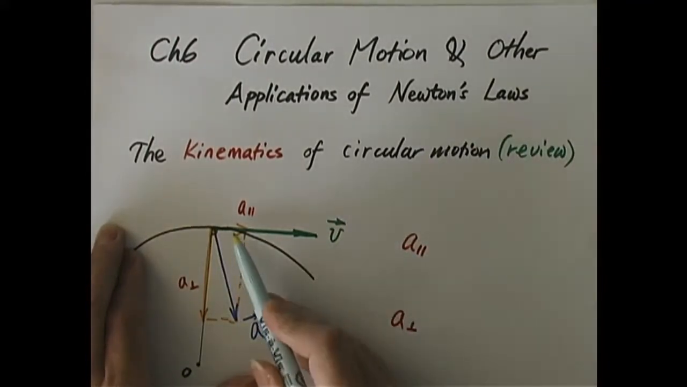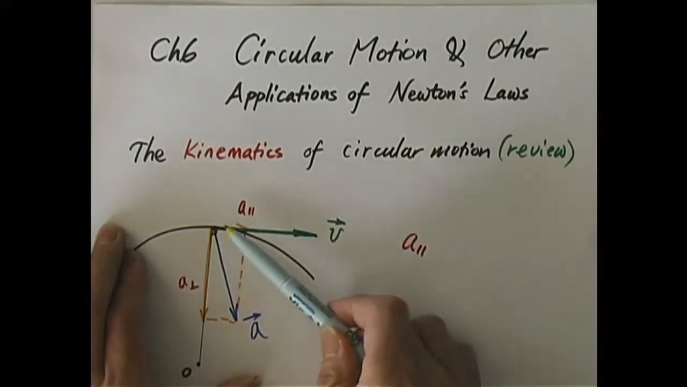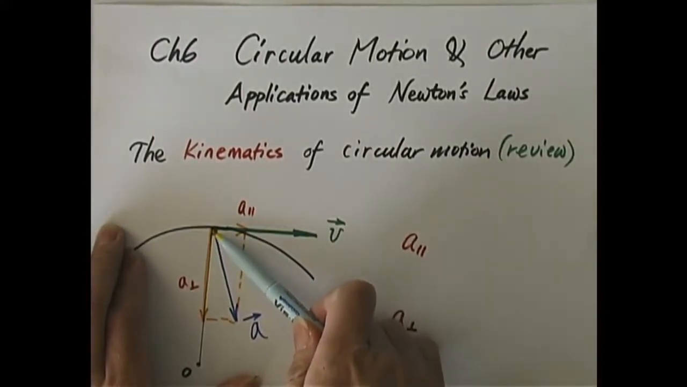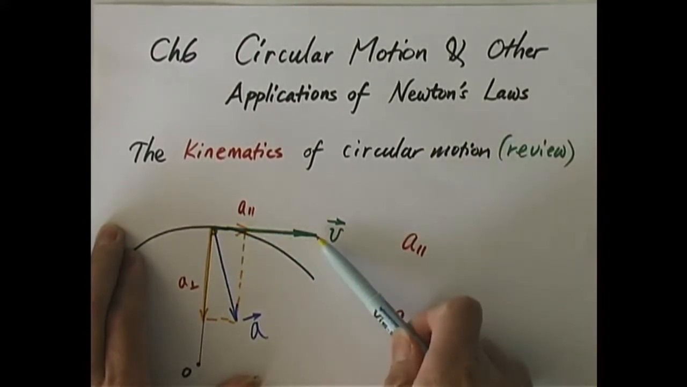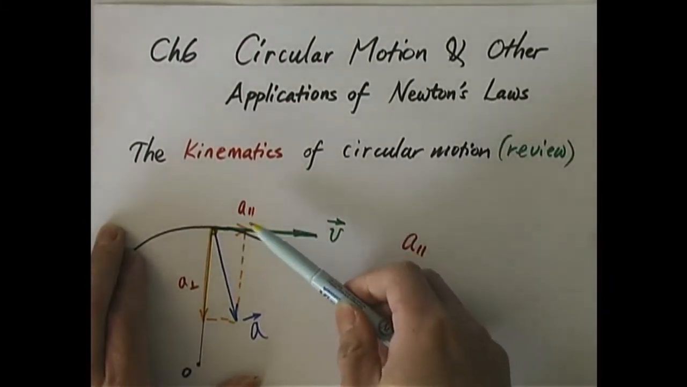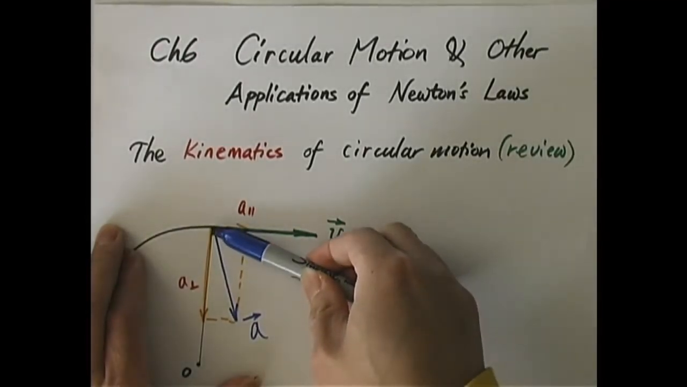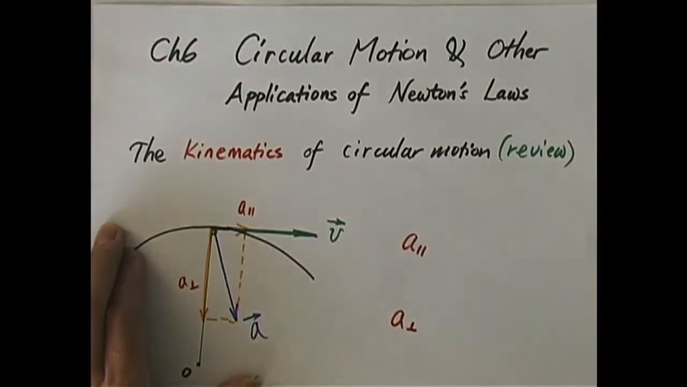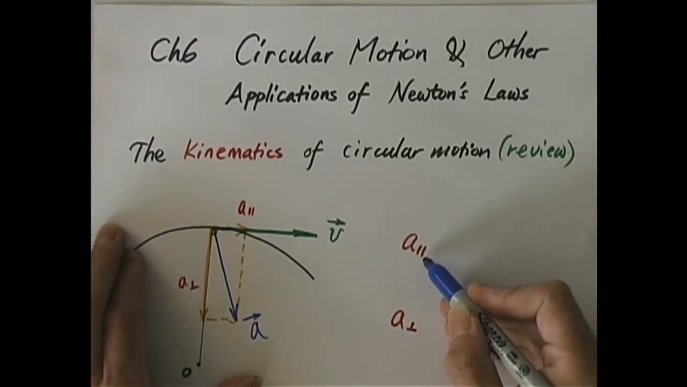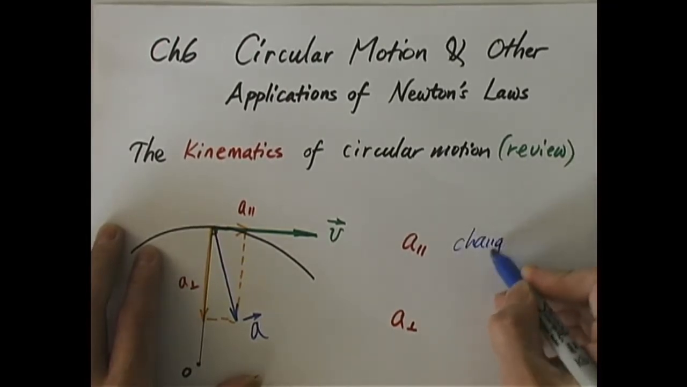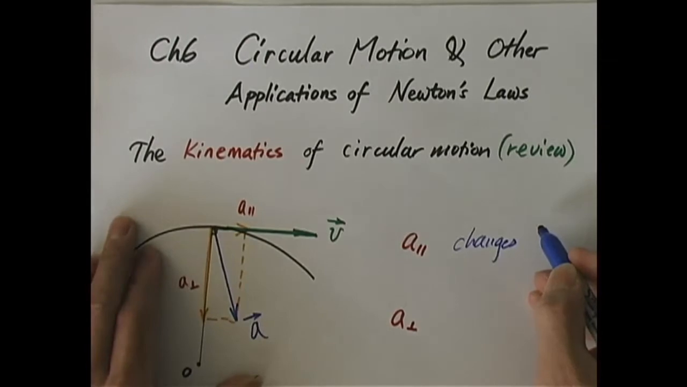Now, what does this component accomplish? Well, in this particular case, when you move this way and this acceleration pushes you this way, you're going faster and faster. That means this parallel component increases the speed, or increases the magnitude of the velocity. Now, if a_parallel is anti-parallel to the velocity, then of course it's going to slow it down. As a result, the speed decreases. So this is what a_parallel accomplishes. It changes the speed, or the magnitude of the velocity.